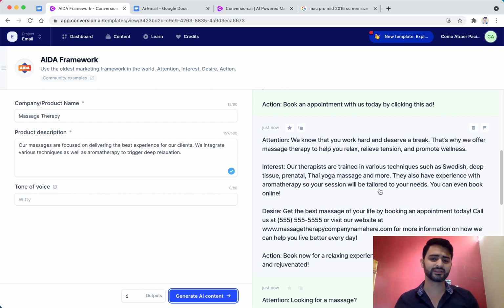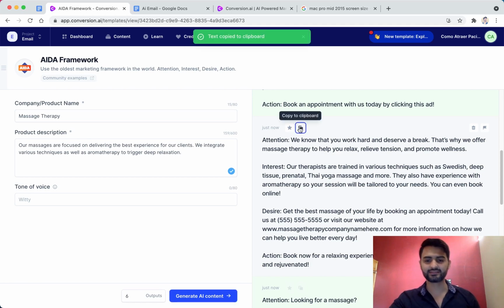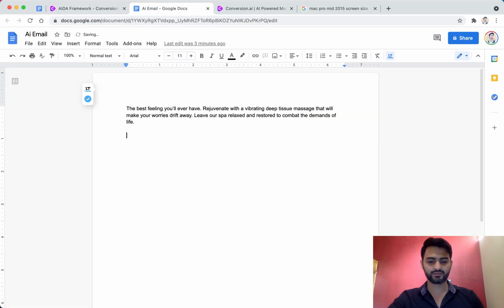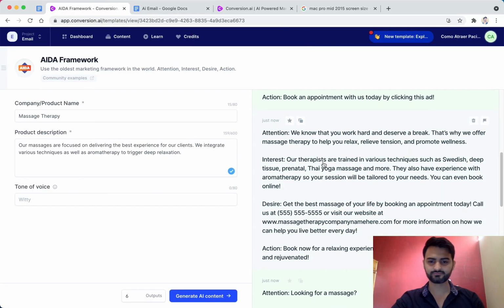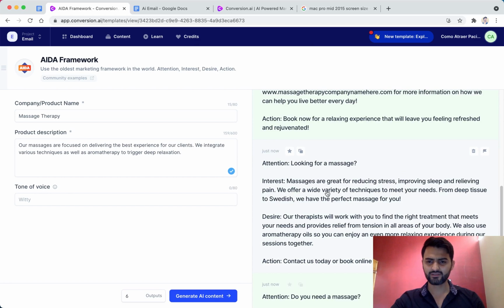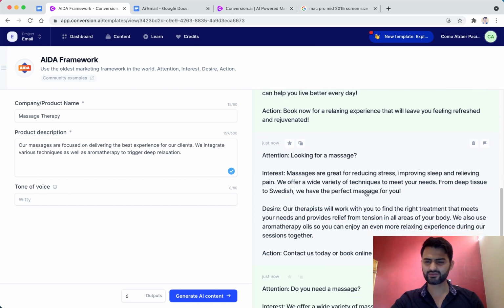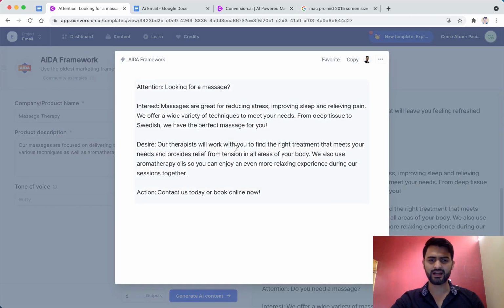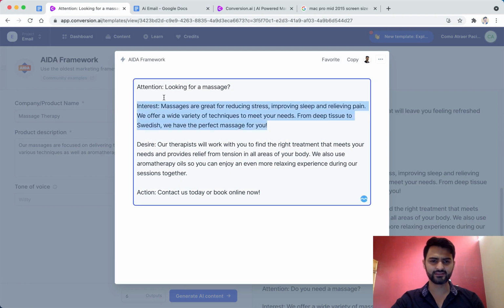If the AI spills out something like that, in this case a specific massage service, I'm just going to write it out and keep the rest of the sentence because I actually like this one. So I'm going to paste that here. Get the best massage... Looking for a massage? Massages are great for reducing stress, improving sleep. Okay, so I'm liking this section, not so much this. And for my client, okay, I like these two sections right here.